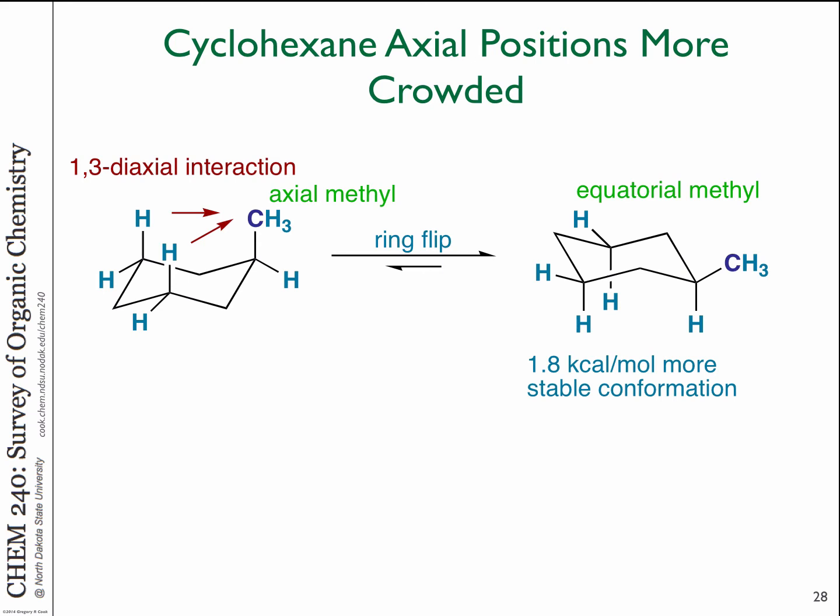Okay, so back to this. The conformation of the molecule on the right side, where the CH3 group is in more open space, is more stable. It's about 1.8 kilocalories per mole more stable, lower in energy. So if you think about the equilibrium between these two conformations, you'll have more population of the one on the right than the one on the left, and that's defined, of course, by the difference in energy, the actual ratio.